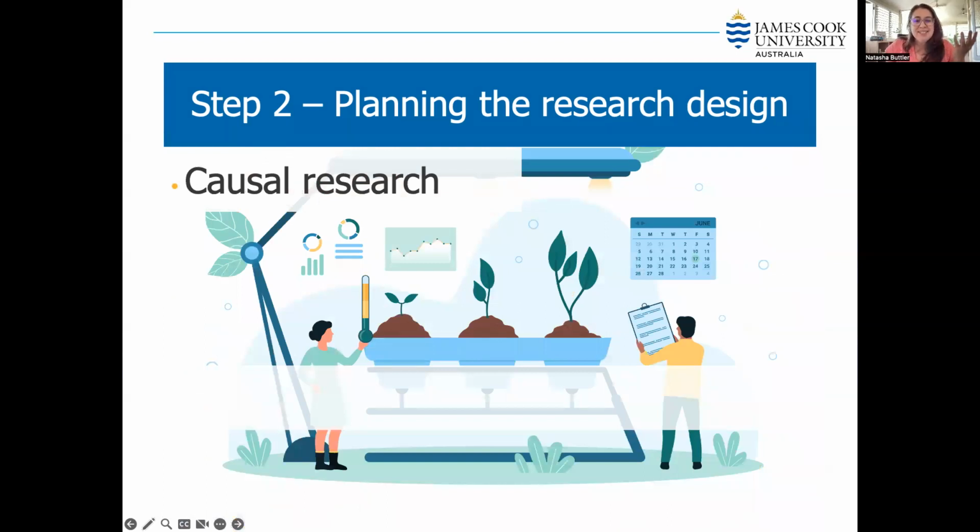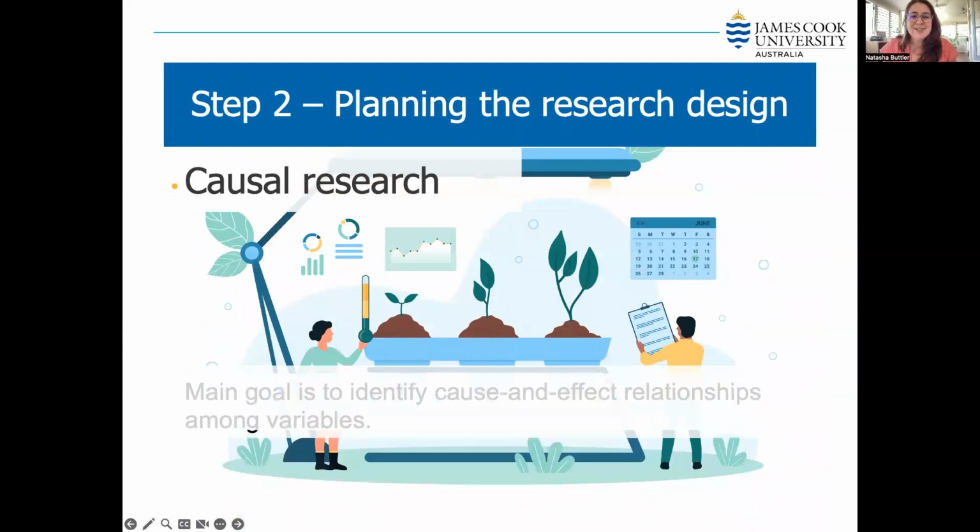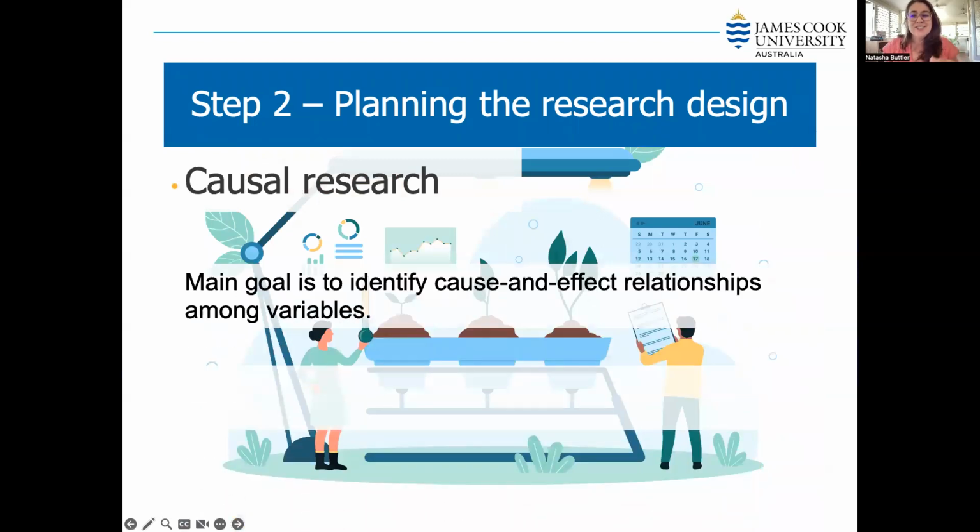Finally, our third type of research is causal research, and this is used to identify the cause and effect relationships among variables. Now, causal relationships can be a little bit more difficult to prove. So evidence of causality requires an appropriate order of events, some type of variation, so two phenomena that vary together, and an absence of alternative plausible explanations. So exploratory and descriptive research normally precede causal research.